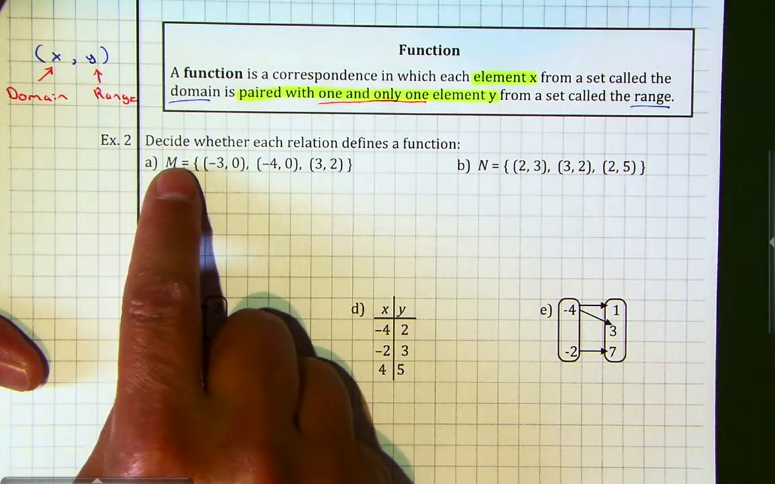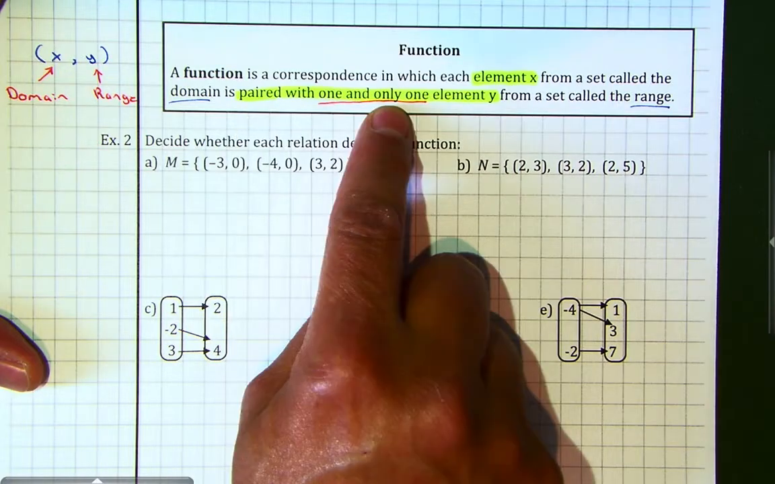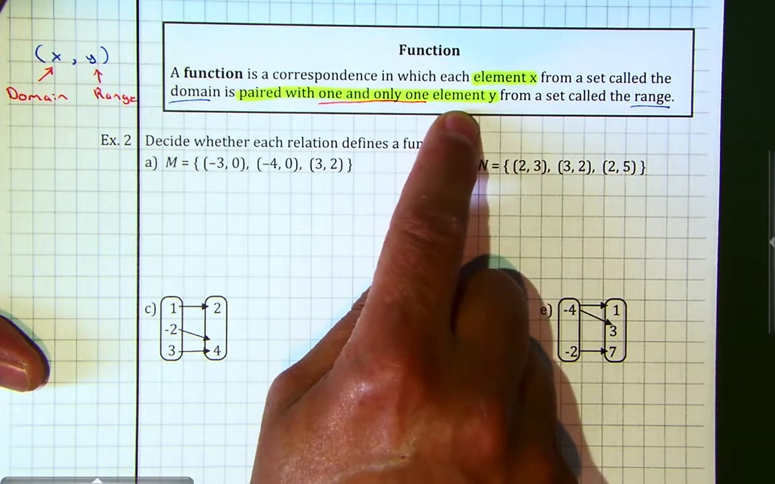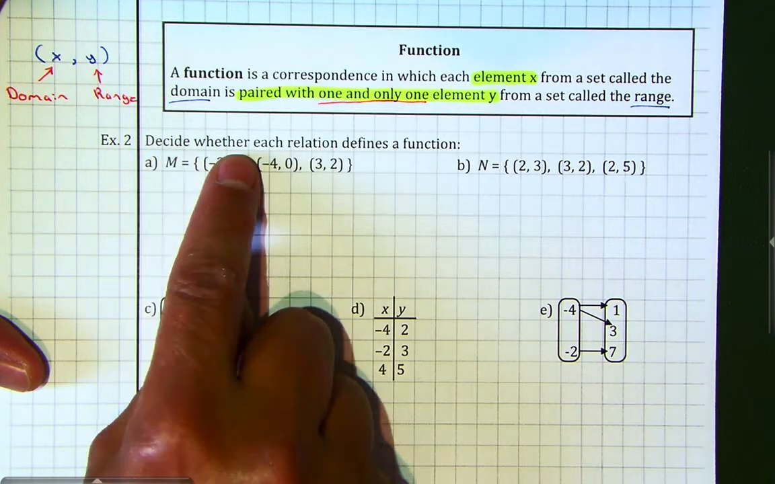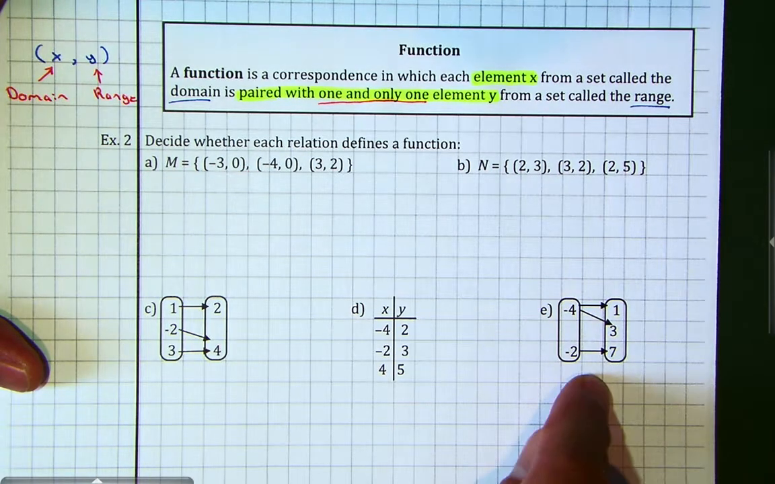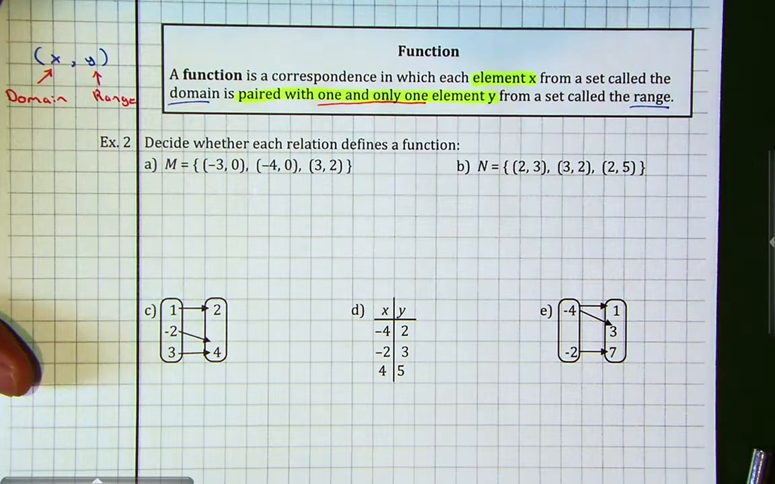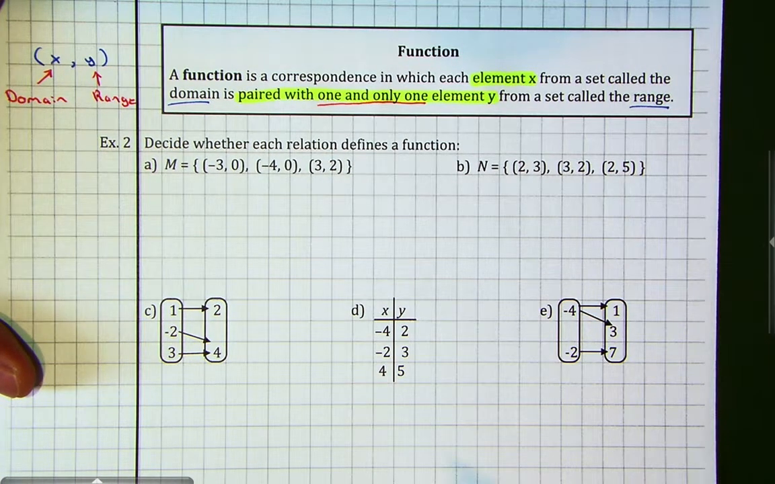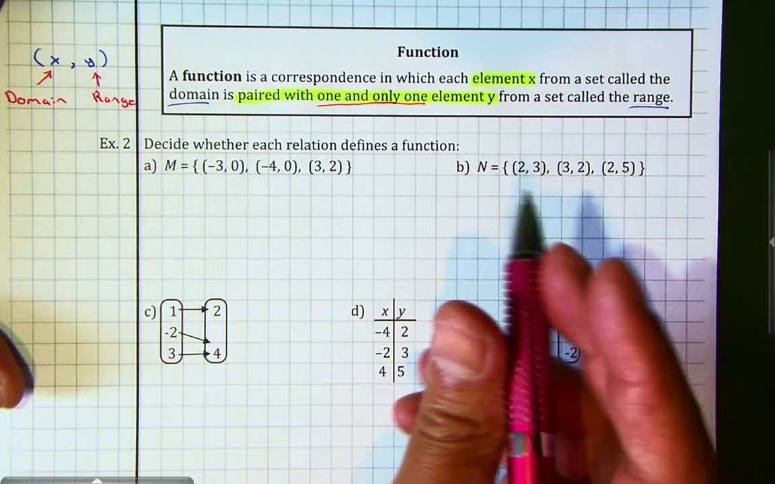So each x can be paired up with only one and exactly one y. So decide whether each relation defines a function. We have 5 different relations in here. I need to decide if this is a function. So therefore we are going to be looking at the values of x.